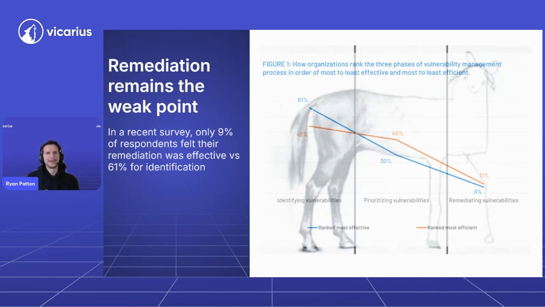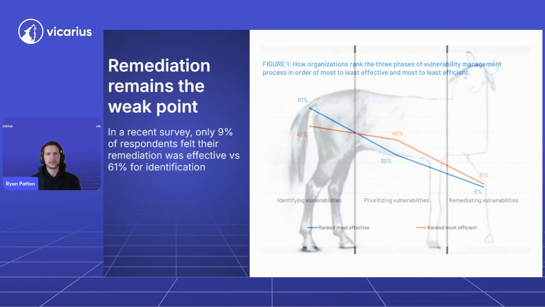And with the life cycle of a vulnerability, we have those 3 different sections. We have identifying vulnerabilities, we have assessing or prioritizing them, and we have remediating them. So another challenge is not just the sheer number, but a lot of teams are kind of faltering and struggling with the actual remediation of the vulnerabilities. There was a recent survey that showed 61% of organizations felt that their identification was effective, but only 9% felt that their remediation was effective.